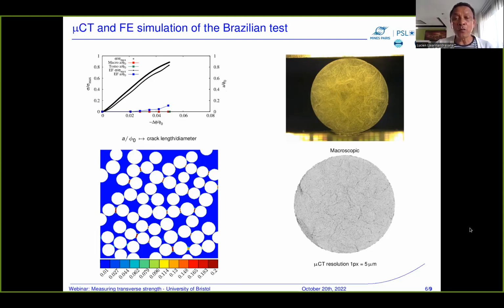And then in the bottom row, you have the micro-CT at mid-height showing what we can see inside the specimen, whereas on the left-hand side of the bottom row, you can see a finite element representation of a small square in the center of the rod. And here you have the color maps of the void volume fraction of the matrix.